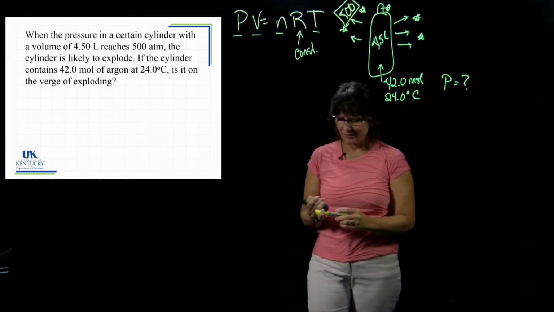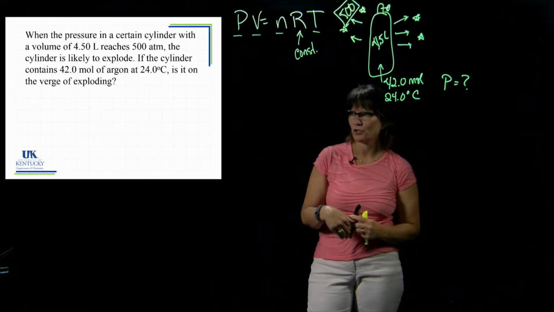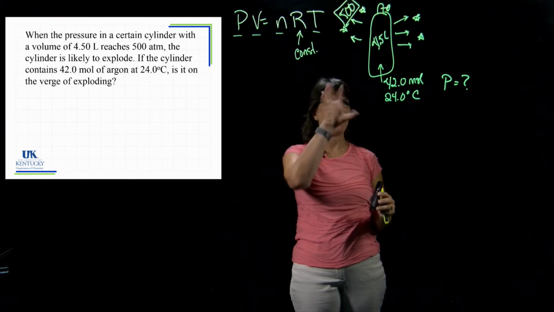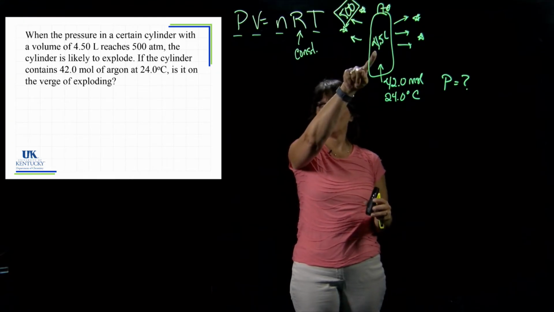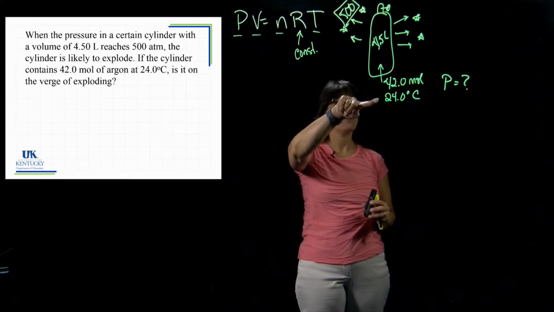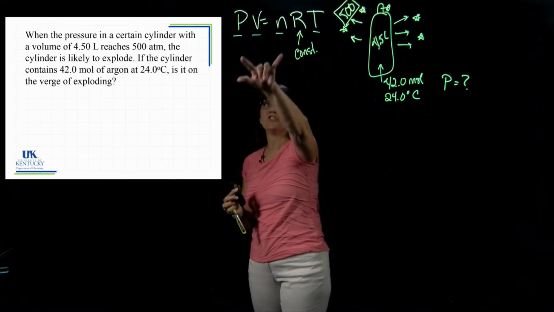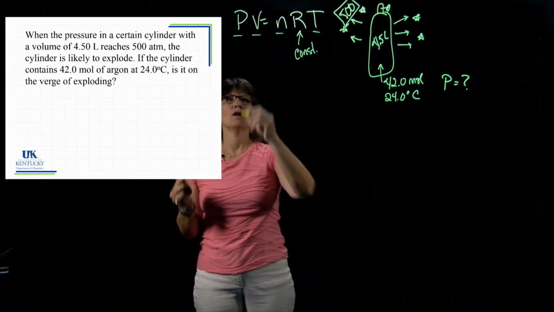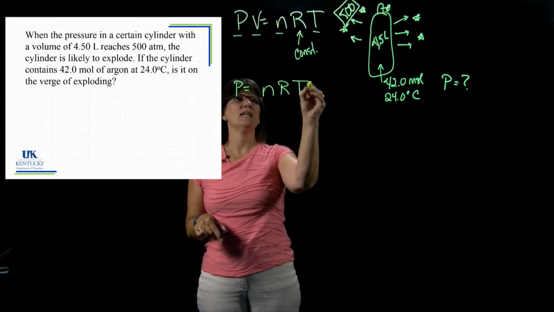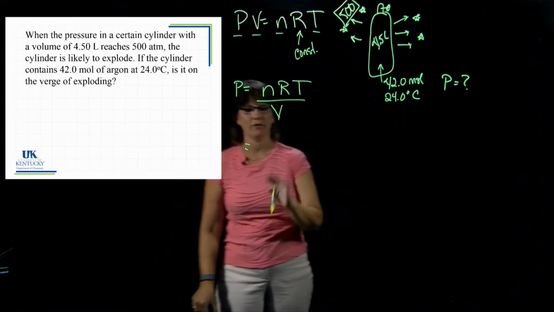Now, at first glance, you might say, well, it gives me one pressure and it's asking for another pressure. Maybe this is a change, but it's not changing. It's just saying I have a cylinder, it's this big, it has this many moles, it has this temperature, tell me, will it explode? In other words, what's the pressure? So we're going to solve this equation here for pressure. So pressure equals nRT over volume.